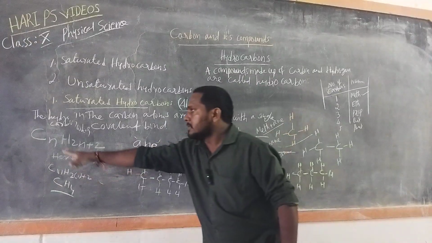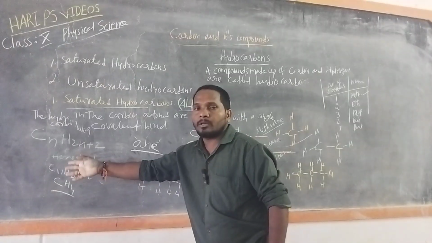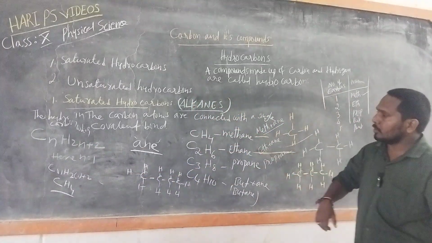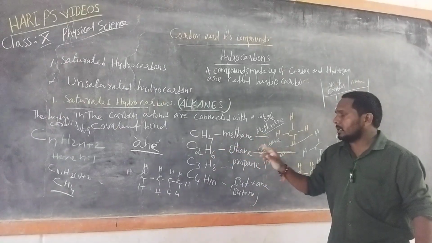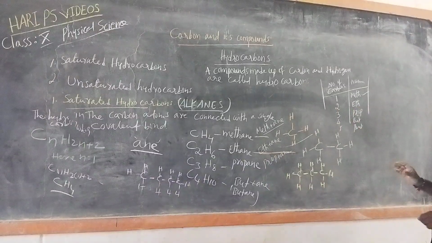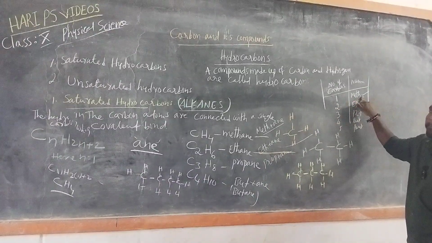General formula CnH2n+2. By substituting n equal to 1, 2, 3, 4, we get different molecules or compounds: CH4 methane, C2H6 ethane, C3H8 propane, C4H10 butane. Any hydrocarbon that has only one carbon atom gets called meth.